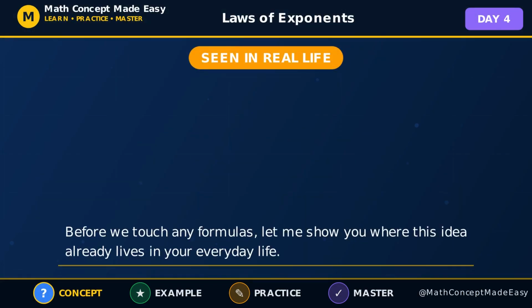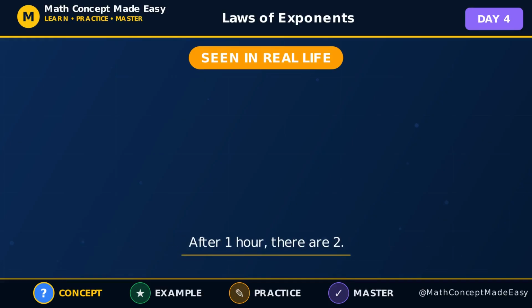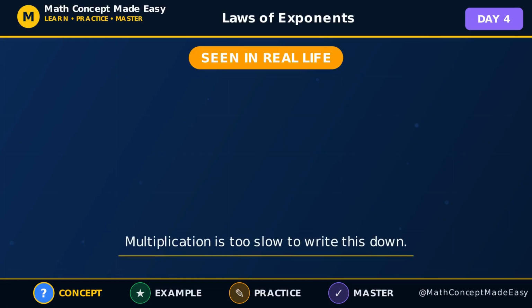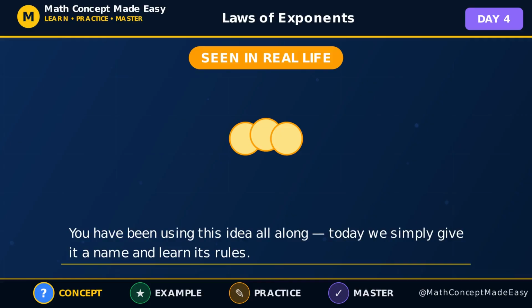Before we touch any formulas, let me show you where this idea already lives in your everyday life. Imagine a single bacterium that divides into 2 every hour. After 1 hour, there are 2. After 2 hours, 4. Then 8, 16, 32. In just one day, that single cell becomes nearly 17 million. Multiplication is too slow to write this down. We need a faster language. You have been using this idea all along. Today we simply give it a name and learn its rules.